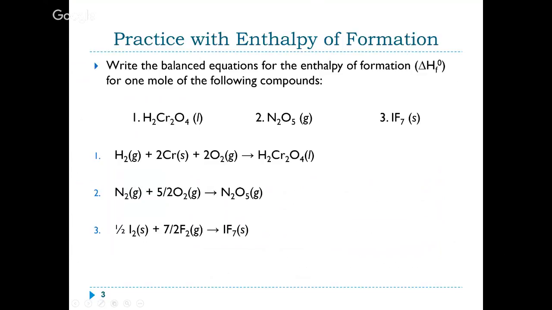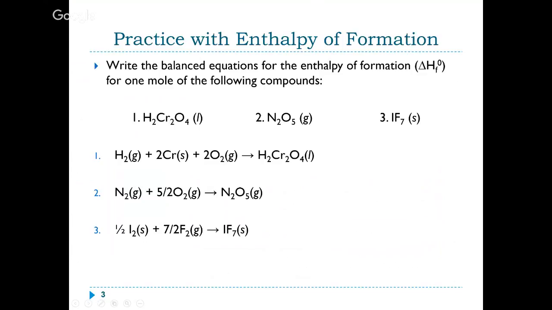N2O5, I need 2 nitrogens, 5 oxygens. Nitrogen is also a diatomic gas. We have oxygen again as a diatomic gas. I need 5 of them, so I ask myself, what do I multiply by 2 to get to 5? Well, 5 halves. So that allows me to make 1 mole of dinitrogen pentoxide.